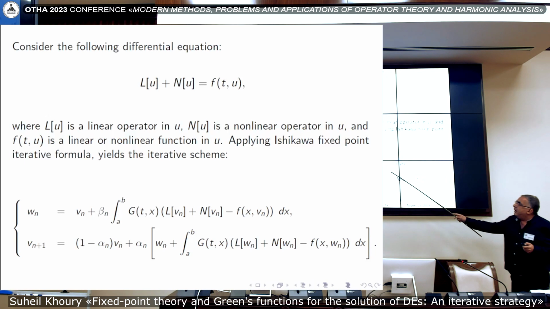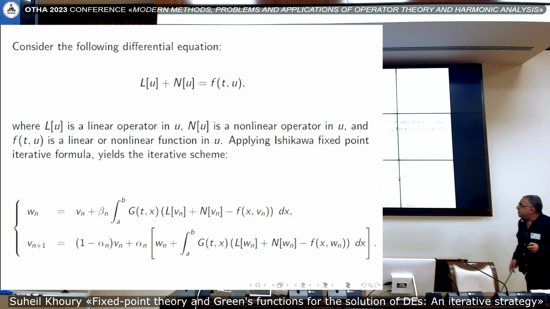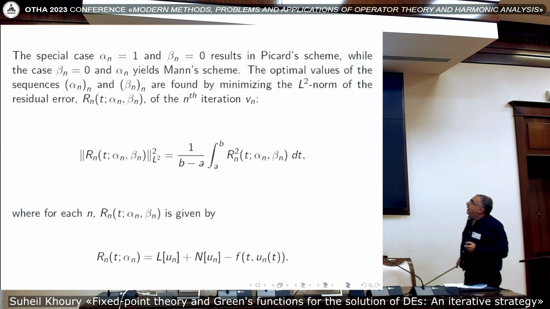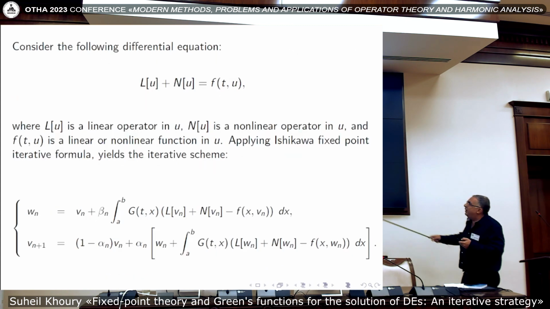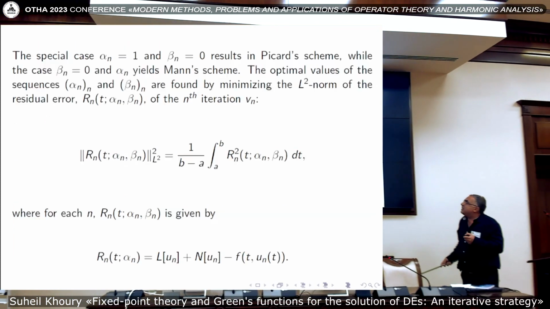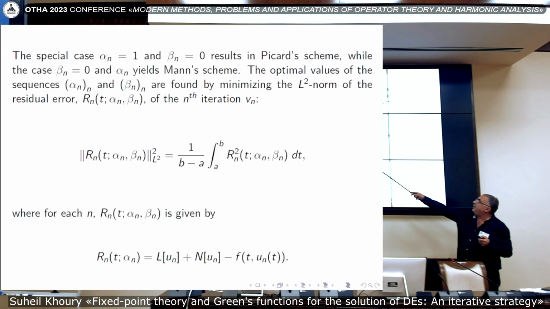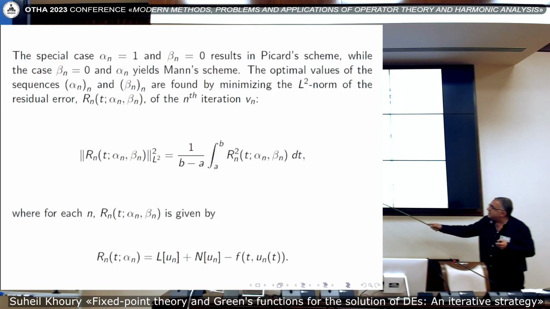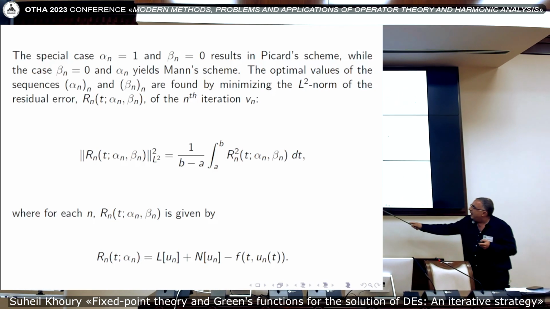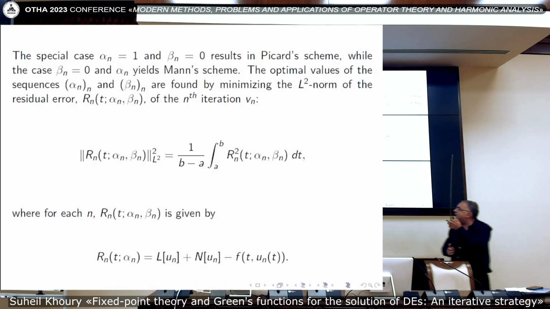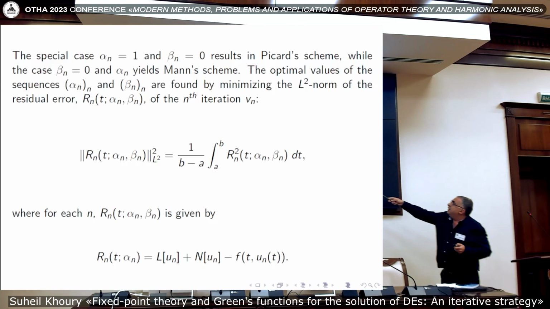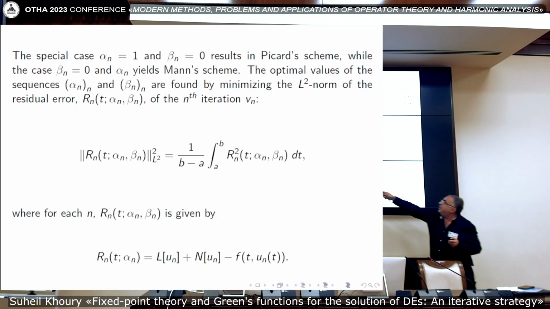So we did the Ishikawa iteration for some class of boundary value problems. By the way, Ishikawa has two parameters, two sequences, alpha n and beta n. Again, our student tried to minimize the residual error. Here is the residual error. My differential equation was L of u plus N of u equals f. So L of u plus N of u minus f: you don't get 0 exactly, you get approximately. That's called the residual error. So she minimized the L2 norm in terms of alpha n and beta n.